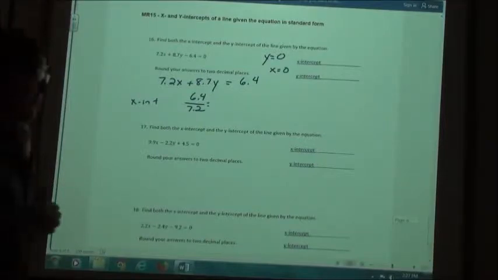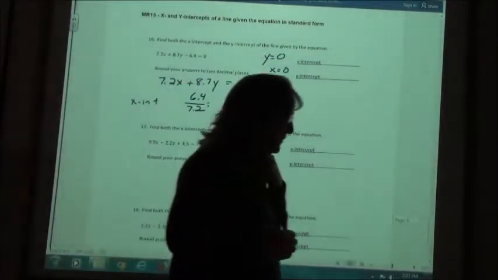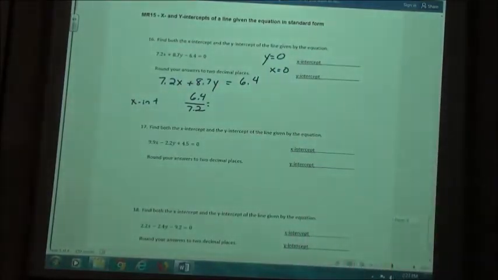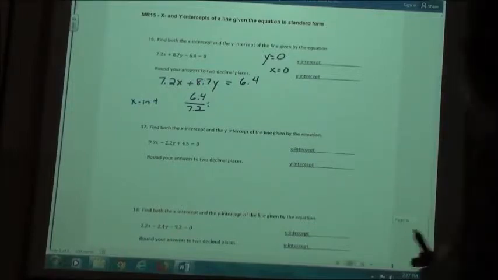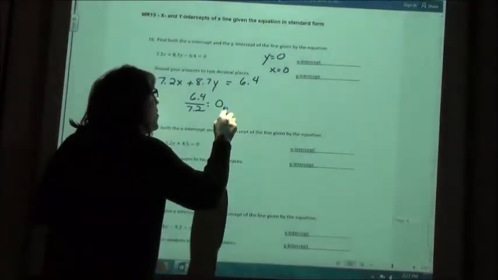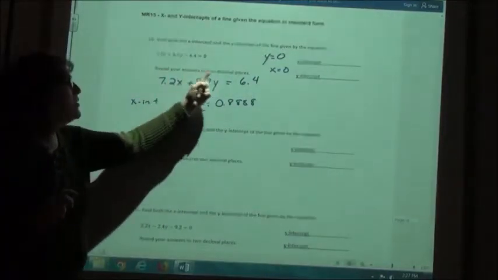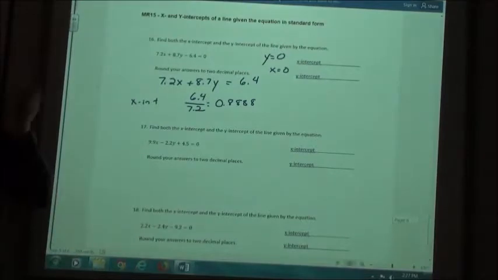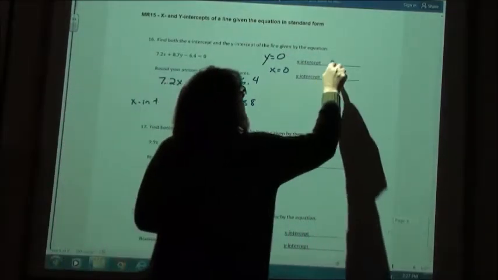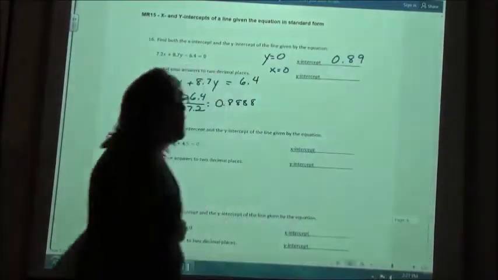And you came up with, you get 0.88888888, right? We want to round our answer to 2 decimal places. That means 2 places after the decimal. So we would round that off to 0.89, right?